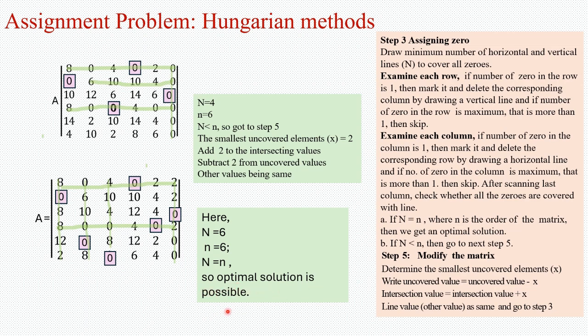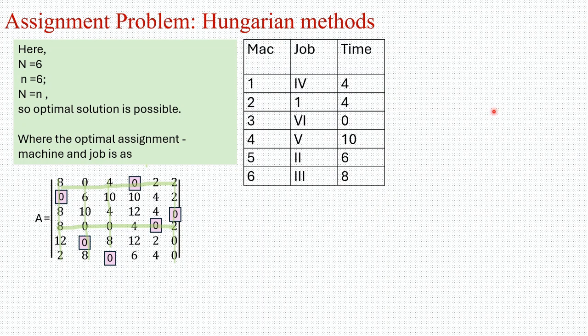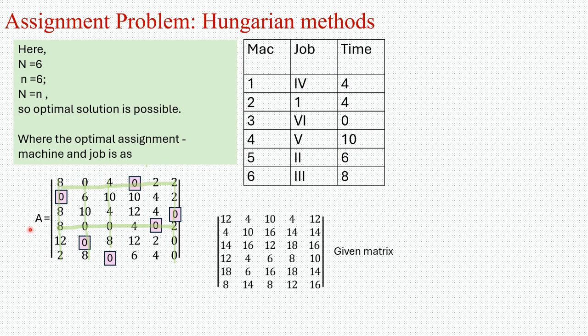Where the optimal assignment, machine and job is as follows. First machine, job 4, time taken 4. Second machine, job 1, time taken 4. Third machine, job 6, time taken 0. Fourth machine, job 5, time taken 10. Fifth machine, job 2, time taken 6. Sixth machine, job 3, time taken 8.